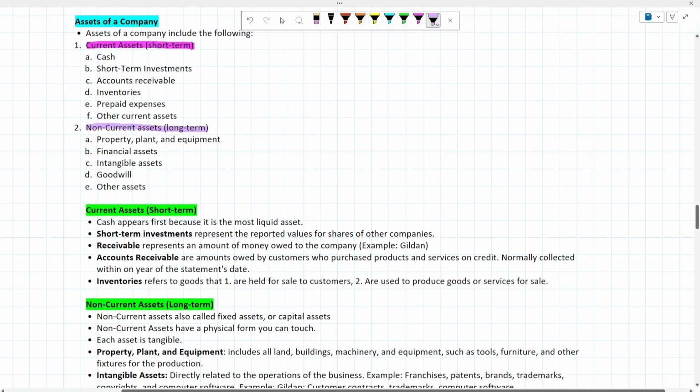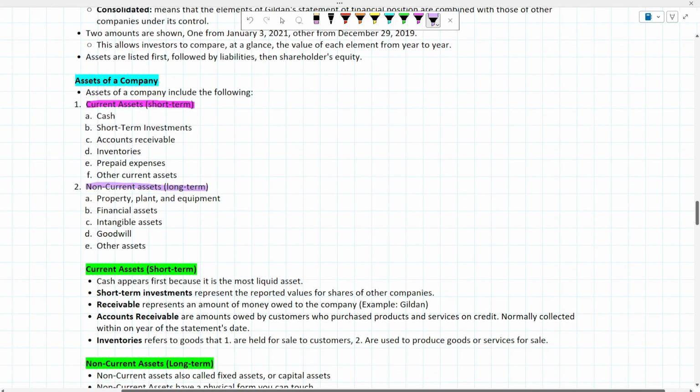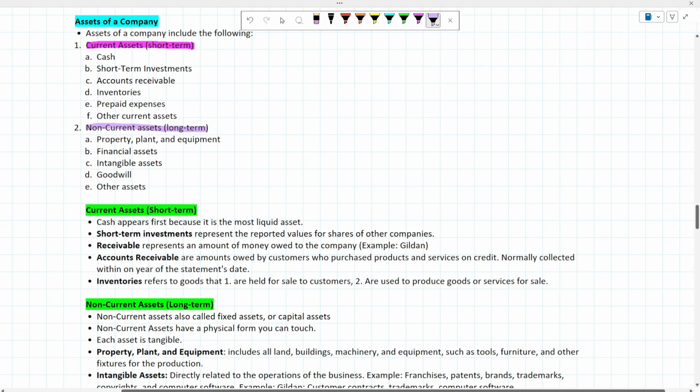So let's explain these. So cash appears first because it is the most liquid asset. Cash is pretty much the cash that the company has to use for future purchases. Short-term investment represents the reported values for shares of the other companies. Receivable represents an amount of money owed to the company. An example of this is owing money to Gildan. If we owed money to Gildan, Gildan will report that as an accounts receivable because they will be receiving money in the future. Accounts receivable are amounts owed by customers who purchase products and services on credit, normally collected within 1 year of the statement's date.